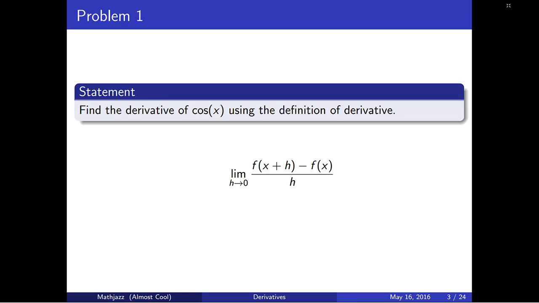But without any further ado, here is problem 1. We're going to find the derivative of cosine of x using the definition of derivative. So first we have to recall, of course, what the definition of derivative is. Here it is on the screen. Now, our function is cosine, so we're going to replace f in the definition with cosine, like so. And now we have to figure out what the value of this limit is.